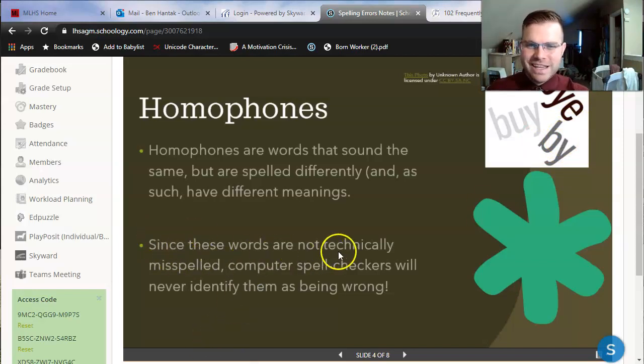Since these words are not technically misspelled, computer spell checkers will never identify them as being wrong. So I could type, "I drove my car by the school," with B-U-Y, and spell check will not pull that up for me. If I'm lucky, it'll tell me that I've used the wrong usage, but it's not going to give me the little red squiggly lines for being misspelled. So we have to watch out for homophones because they're really easy to miss when we're writing and proofreading.